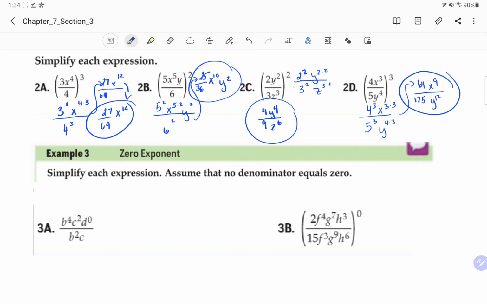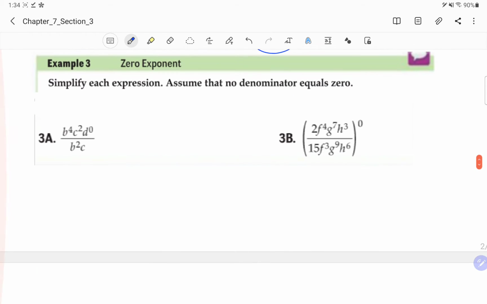Okay, for 2c, the 9 and the 4 also won't simplify, but you get 2 to the 2nd times y to the 2nd times 2 over 3 to the 2nd times z to the 3 times 2. So you should get 4y to the 4th over 9z to the 6th. And your last one, 4 to the 3rd, this here will become 4 to the 3rd, x to the 3 times 3, over 5 to the 3rd times y to the 4 times 3. So you'll get 64 over 125, and you'll get 64 x to the 9th, and 125 y to the 12th, okay?